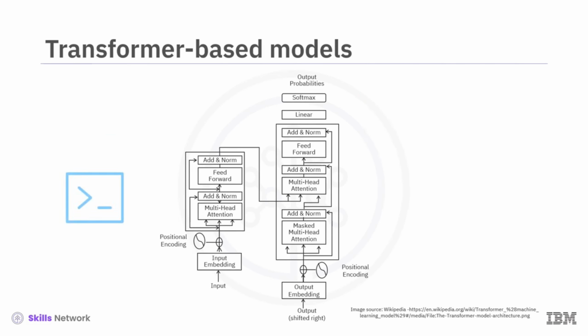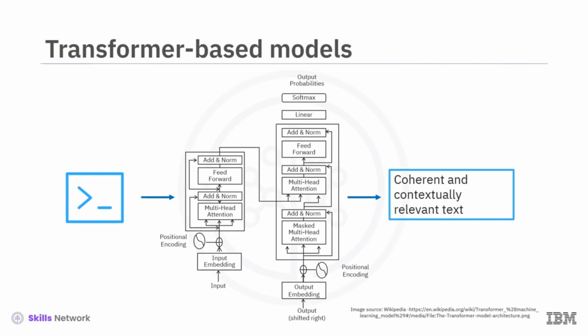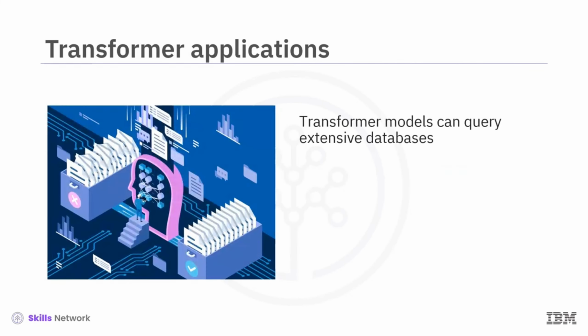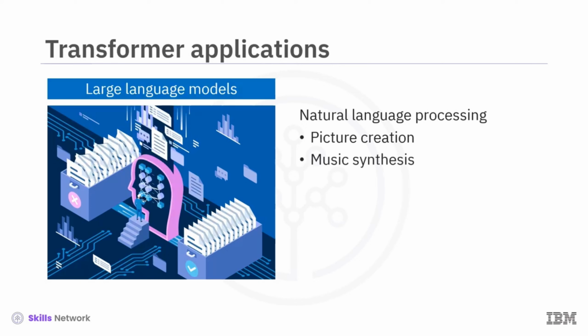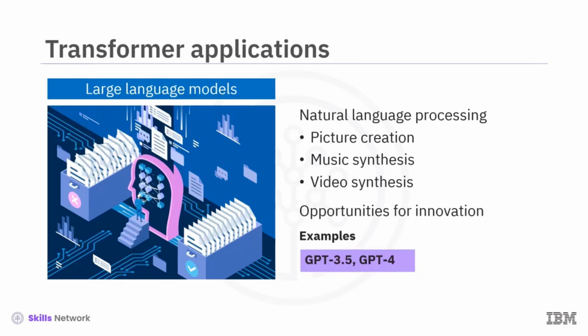For instance, when you enter a simple prompt, the two-stack transformer architecture uses an encoder-decoder mechanism to generate coherent and contextually relevant text. As transformer models can query extensive databases, they are able to create large language models and perform natural language processing tasks, such as picture creation, music synthesis, and even video synthesis. This marks a significant breakthrough in our approach to content creation and offers many opportunities for innovation, as has been seen with GPT 3.5 and its subsequent versions, BERT and T5.